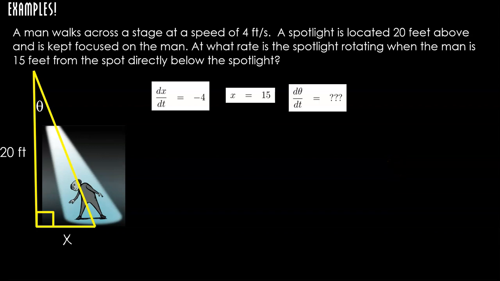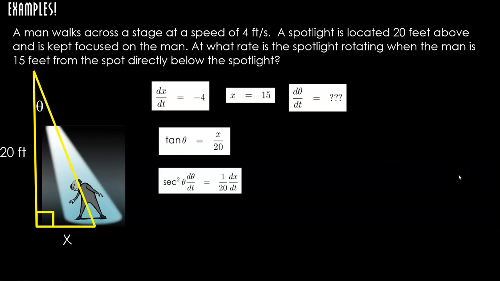What relates these things? Well, I know that tan of theta is x over 20. Taking the derivative, I get secant squared theta d theta/dt equals 1/20th dx/dt. Now I could figure out what theta is at this time, or I could use the Pythagorean theorem and just figure out what the hypotenuse is and then read it off the triangle. And that's what I'm going to do. I'm going to label the hypotenuse h, how original of me.